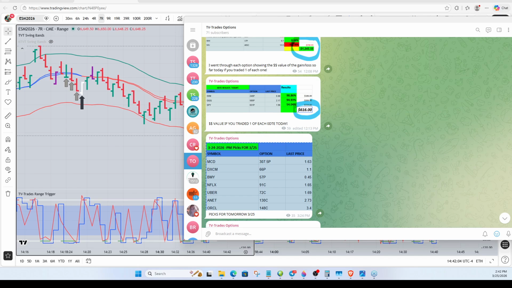Do you trade just one contract of each option? You decide. That's up to you, John. But the prices that I'm giving you are for one contract. You can trade 2 or 3 or 10, depending on how much liquidity there is in it.